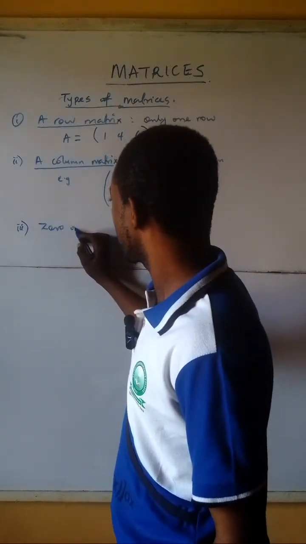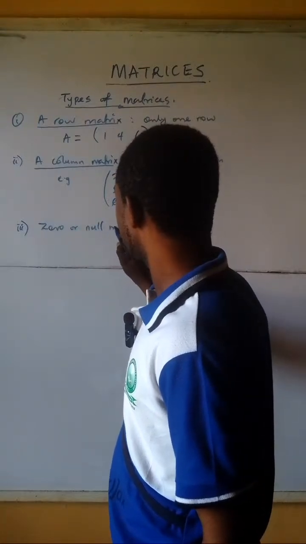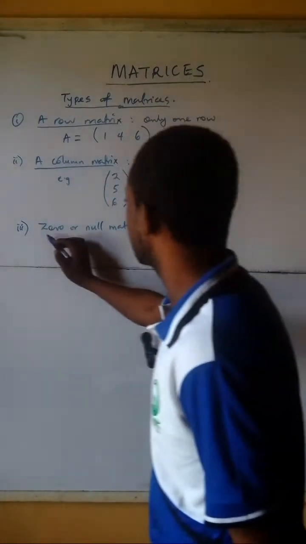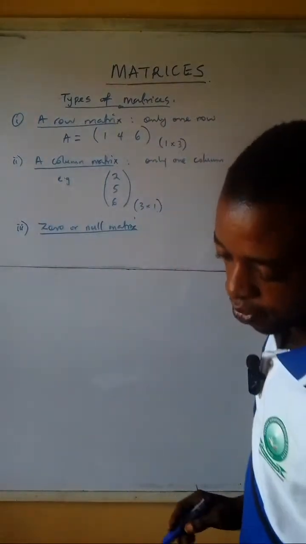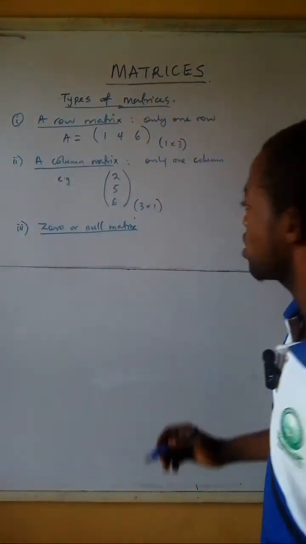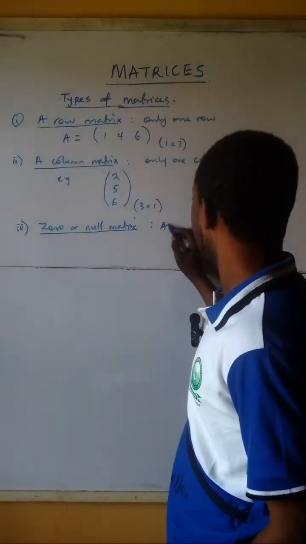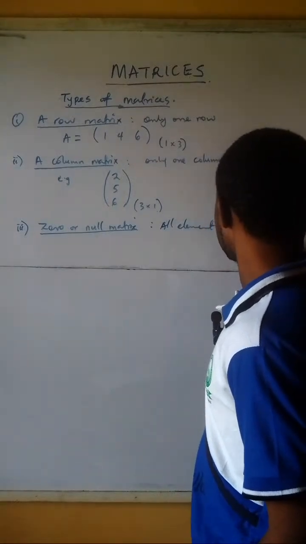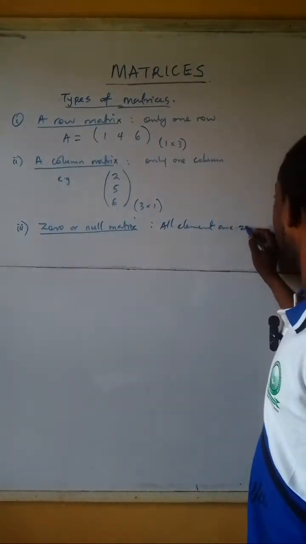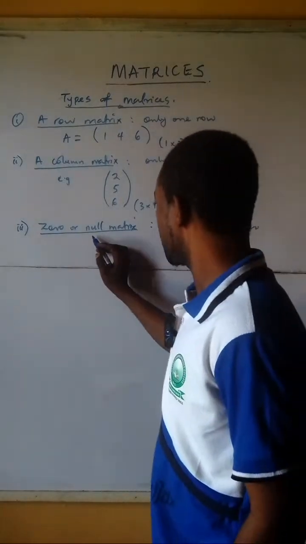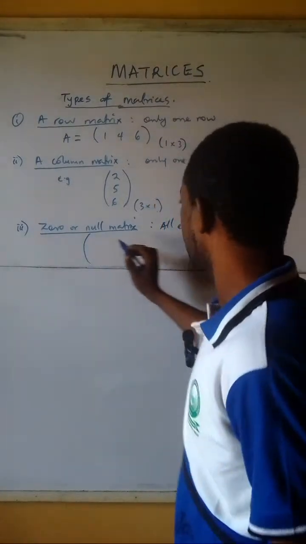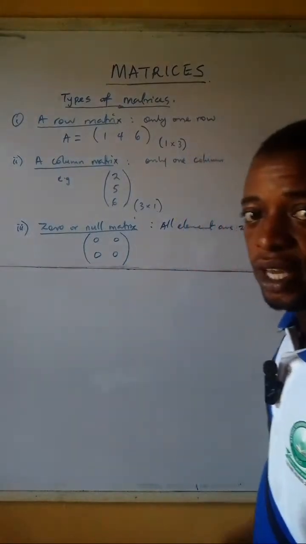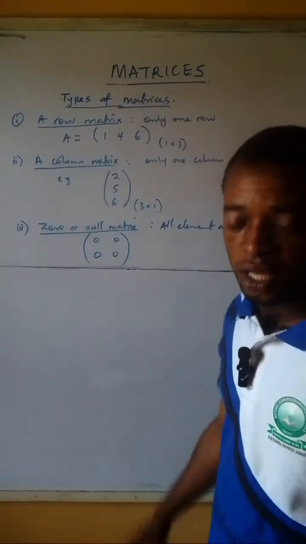Then we also have the next one, the 0 or null matrix. As the name implies, this has all the elements to be 0. So all the elements are zeros in this type of matrix. It might be any order. For instance, we have 0, 0, 0, 0. So here all the elements are 0. So this is a null matrix example here.